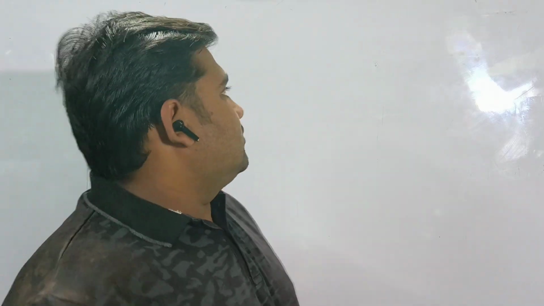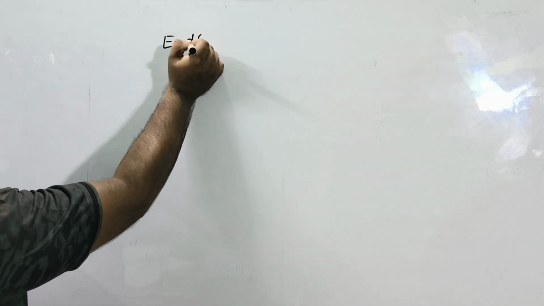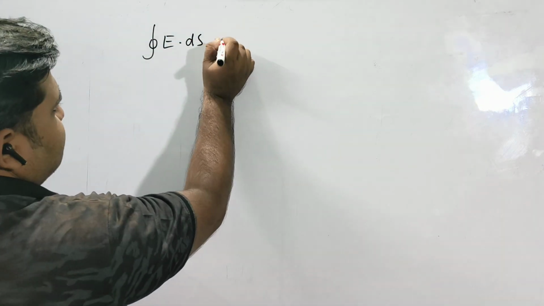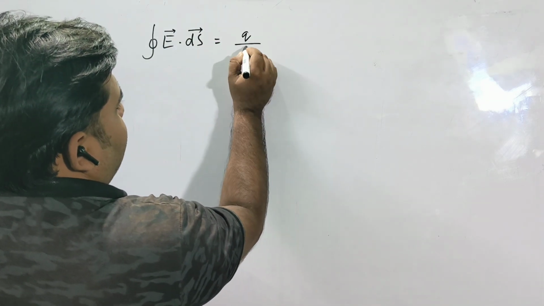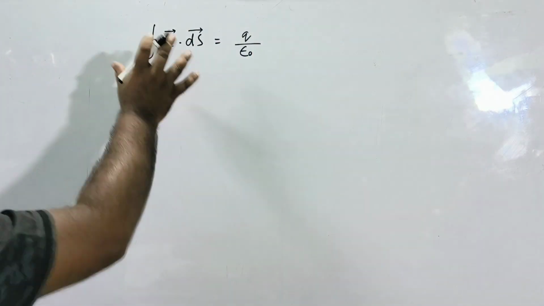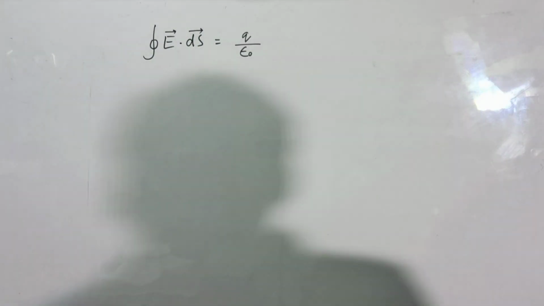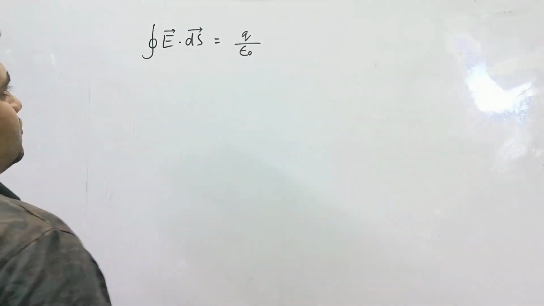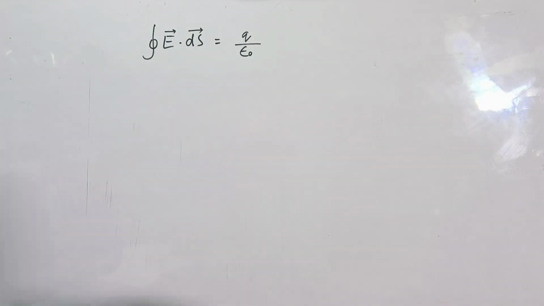So today we shall be continuing Gauss's theorem, as we have checked in our previous classes. The closed integral of E dot ds, this is a surface integral, is equal to q upon epsilon naught. This is your Gauss theorem. I think it is visible. Okay, it is visible. This is your Gauss theorem from the previous class.